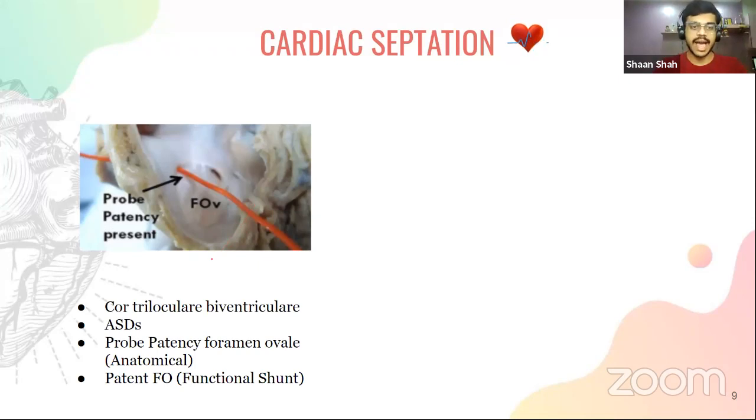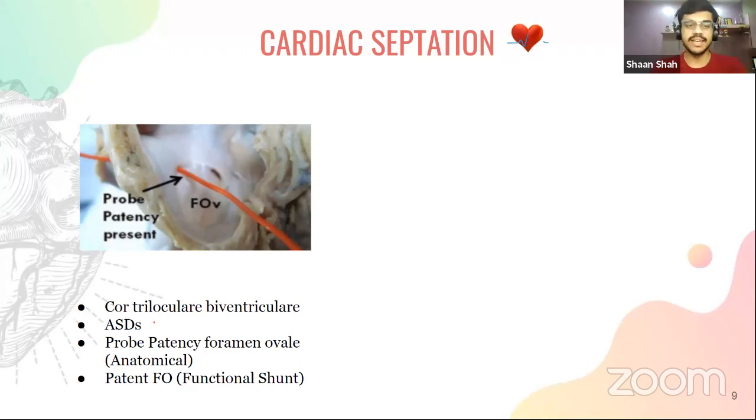The complete absence of development of the interatrial septum leads to a condition known as quadriloculare biventricular, which means there are 3 chambers of the heart, 2 ventricles and just a single atrium. Also atrial septal defects, as we have discussed.